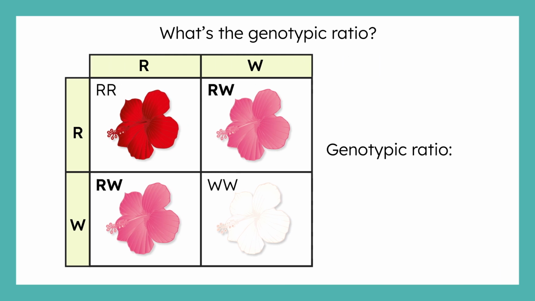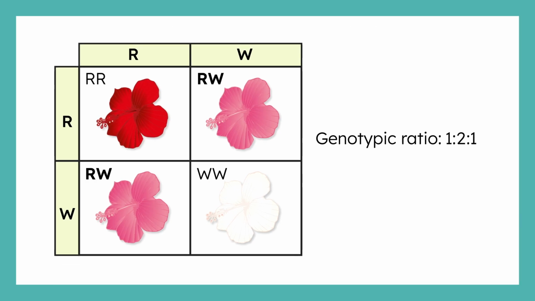Our genotypic ratio is 1 homozygous red to 2 heterozygous to 1 homozygous white, or 1 to 2 to 1. It's the same genotypic ratio we would expect if this were a Mendelian trait. But let's see how the new pattern of inheritance affects the phenotypic ratio. What do you think the phenotypic ratio is in this example? There are now 3 phenotypes, red, pink, and white, so our phenotypic ratio now has 3 numbers. It's 1 red to 2 pink to 1 white, the same as the genotypic ratio.